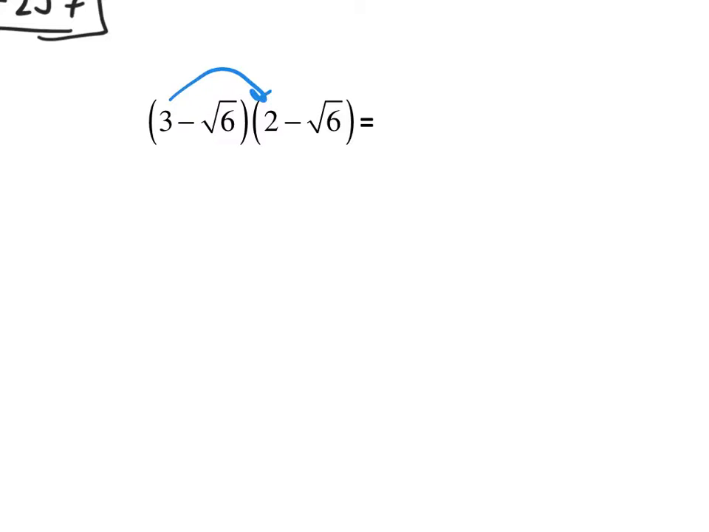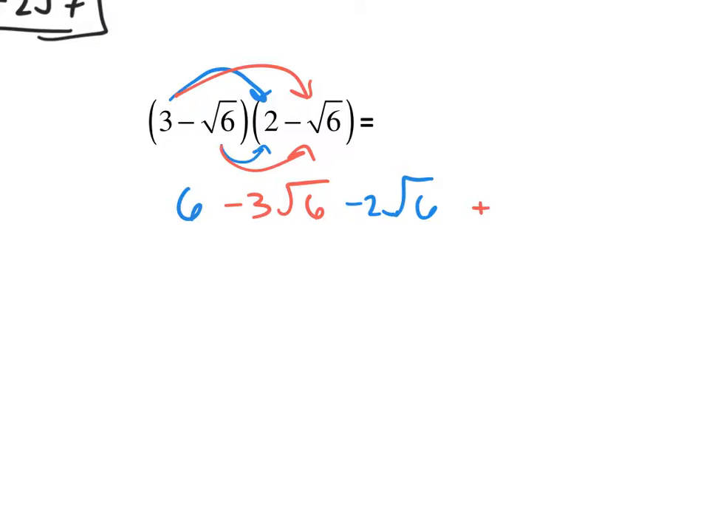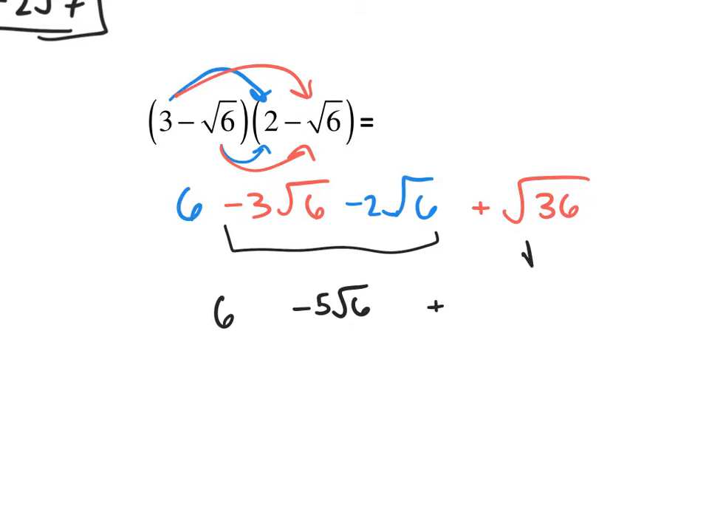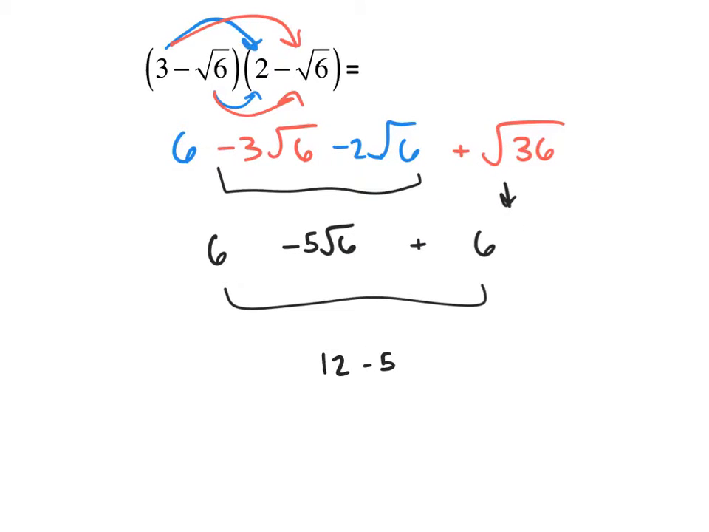So 3 times 2 is 6. Here we'll get a negative 3 square root of 6. Here we'll get a negative 2 square root of 6. And then here we'll get a negative times negative to get positive. Square root of 6 times square root of 6 is square root of 36. And then you simplify what you can. Here you'll have a minus 5 square root of 6. The square root of 36 is a 6. So we'd end here with a 12 minus 5 square root of 6.